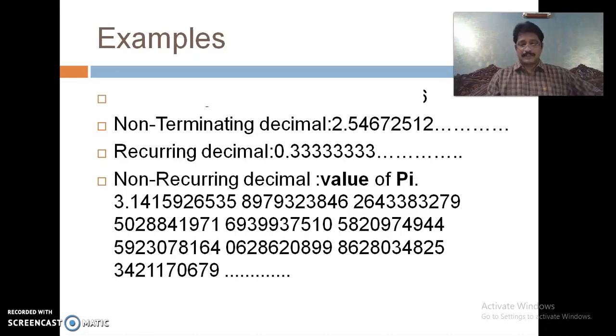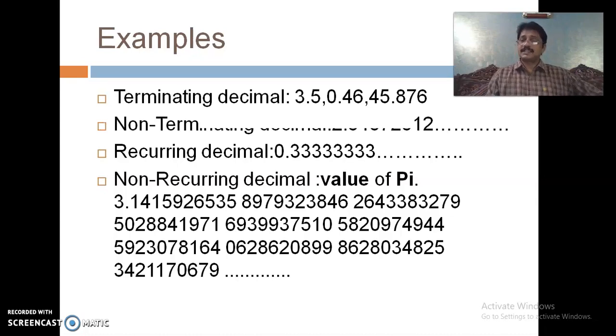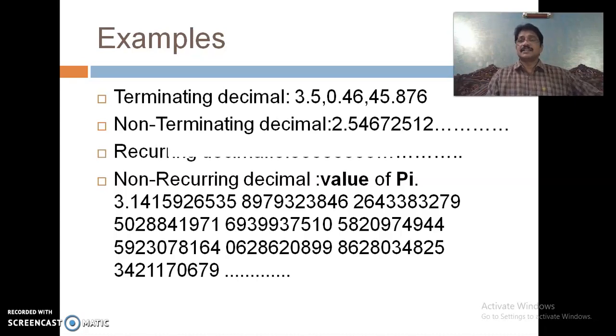But we have observed one more decimal, that is the terminating decimal. When you observe 3.5 or 0.46 or 45.876, it's very clear. In 3.5, after the decimal point there is only 5, there is no other value, so it's terminating. Even 0.46, after 46 there is no other value. So these kinds of decimals are said to be terminating decimals. So we have terminating decimals, non-terminating decimals, recurring decimals and non-recurring decimals also.